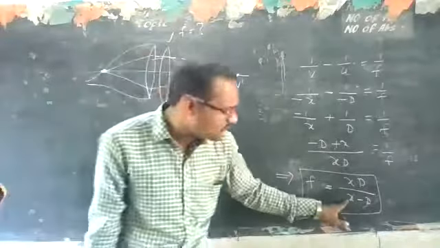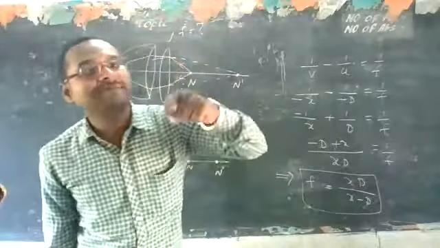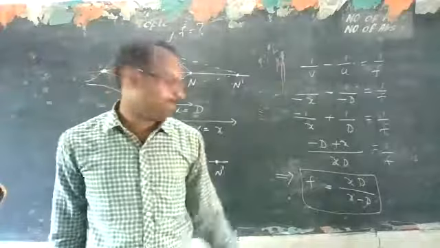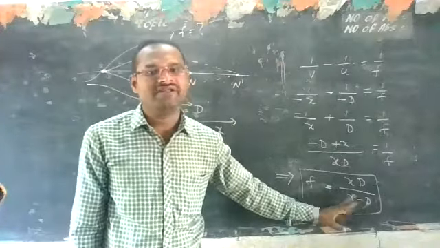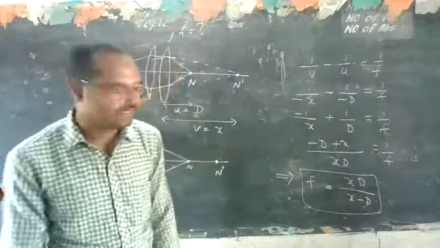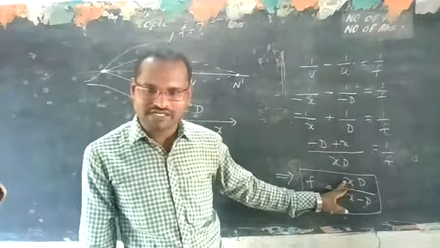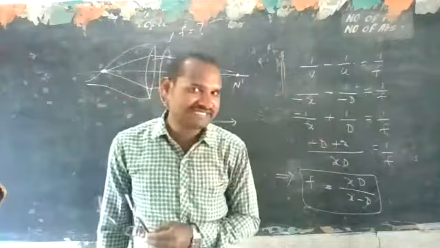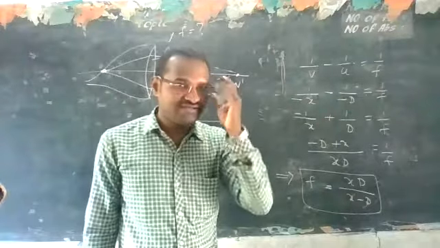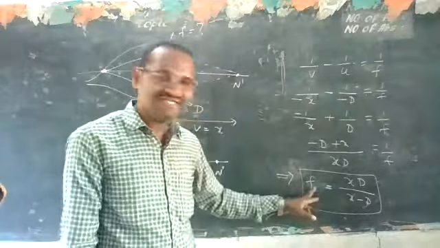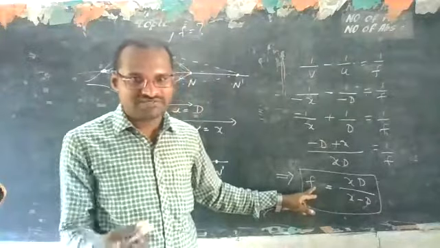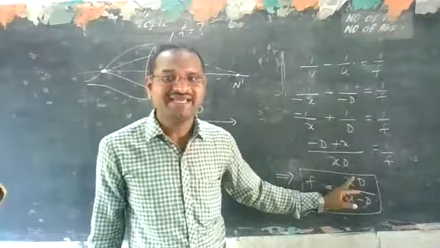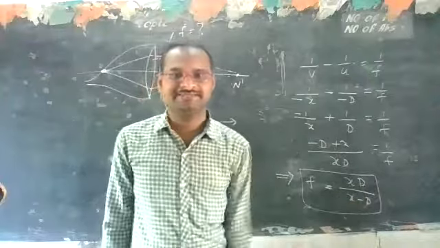What is the x value? X value is the near point for a defected eye. This x is the near point for a defected eye. Clear? Yes. So by knowing this x value, up to what near point we can see clearly without these lenses, by knowing that we can find what type of focal length of lens we should use. How much focal length of the lens we should use. That will be x into d by x minus d.